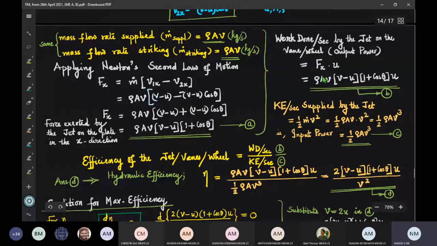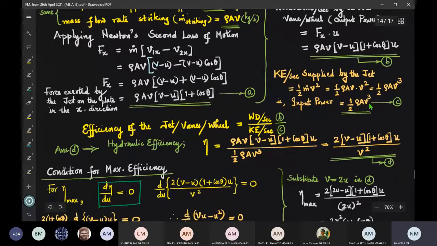That is the dynamic thrust, the force exerted in the x direction. This is the tangential force when you consider the wheel, multiplied by the velocity of the plate. So Fx into u. Fx is rho A V into V minus u into 1 plus cos theta, multiplied by u. So this is the work done per second or output power of the jet. That is the second part of the question now.